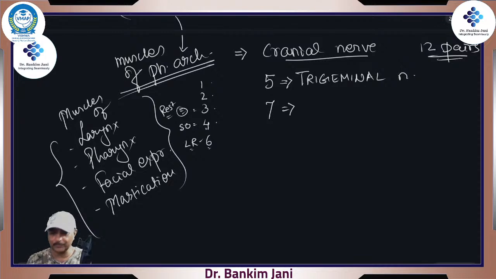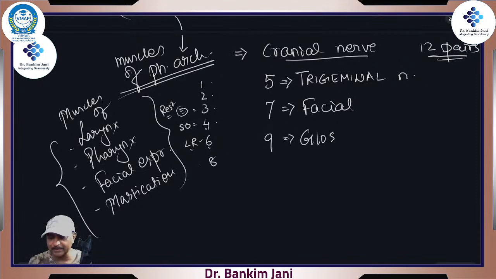Seventh, yes, this is facial, right? See how easy it becomes. Then after that, number eight comes, vestibulocochlear. We saw that it is for hearing, so that will not be picked. Then what next? Nine, glossopharyngeal. Name itself is telling, tongue and pharynx.